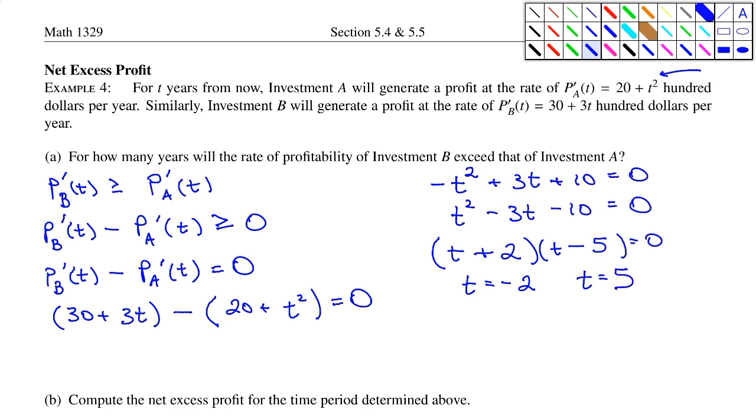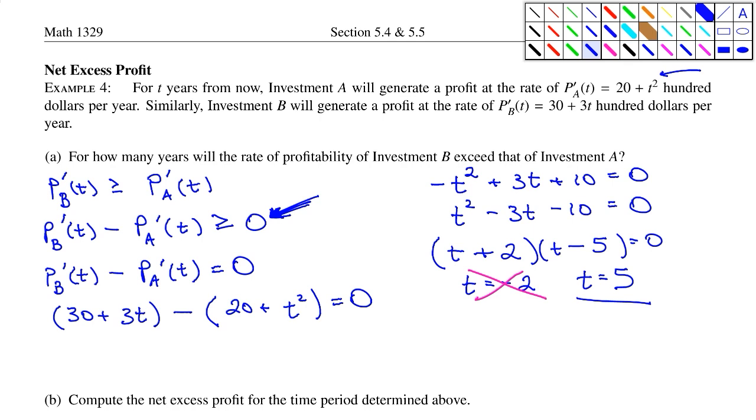Well, t equals negative 2 doesn't make any sense in this case because that would be back in time. So we have t is equal to 5. Now we just want to verify that 5 is where the two investments trade places, and we need to verify that between 0 and 5, PB prime is greater than PA prime.